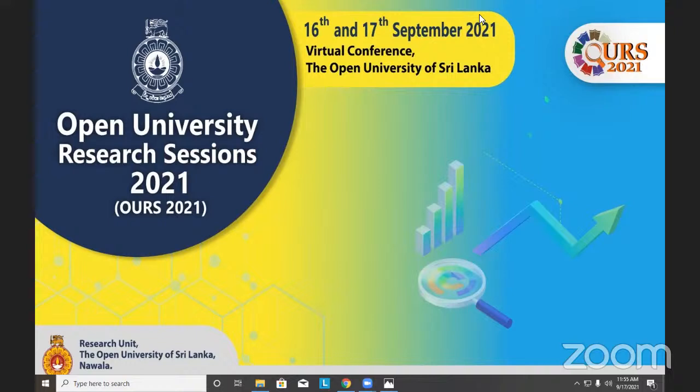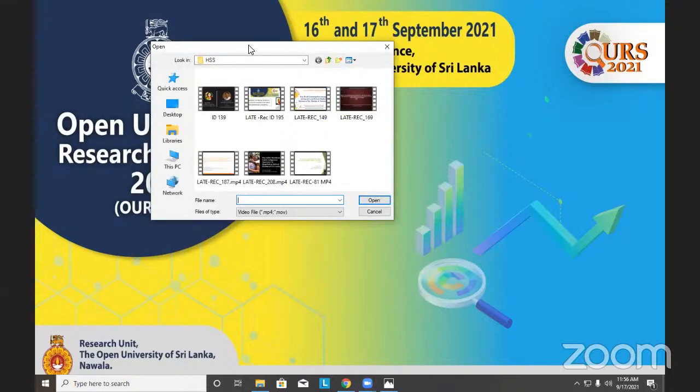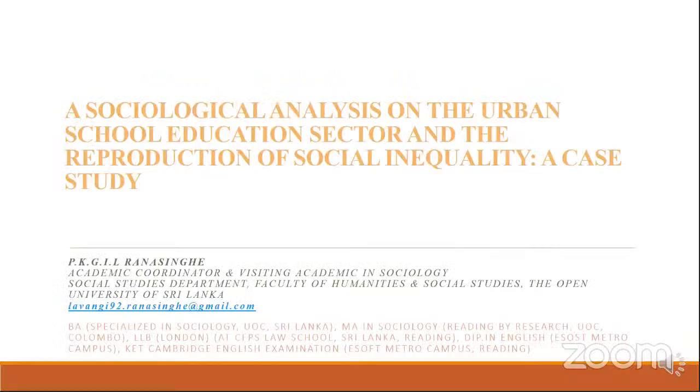ID 187, a sociological analysis of the urban school education sector and the reproduction of social inequality, a case study by PKGIL Ranasinghe. I'm Lavangi Ranasinghe, and the topic of my presentation is a sociological analysis of the urban school education sector and the reproduction of social inequality, a case study.